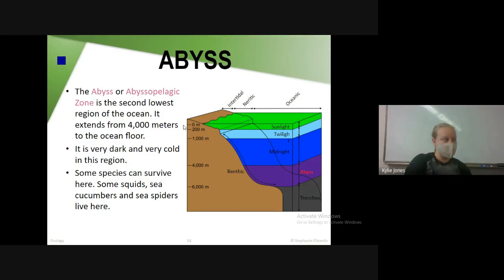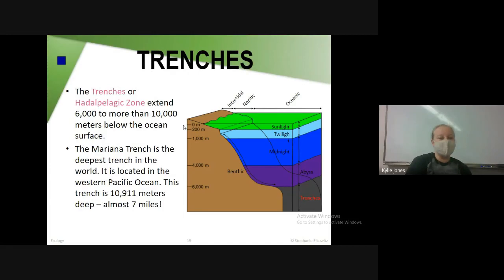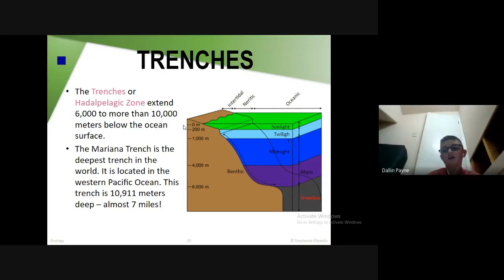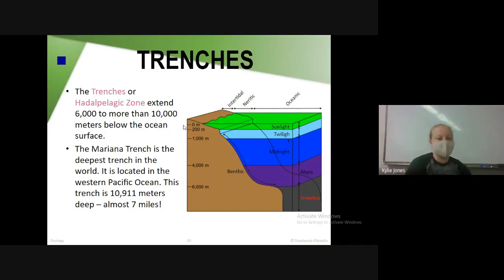Wait, sea spiders? Yep. The last one is the trenches. These ones can get really, really deep. They are pretty much anything that's below. Some of them go from 6,000 to 10,000 meters below the surface. So that's over 18,000 feet below. That's like 30,000 feet if you multiply it right. Yep. Around 30,000 feet, I think, is the lowest one.